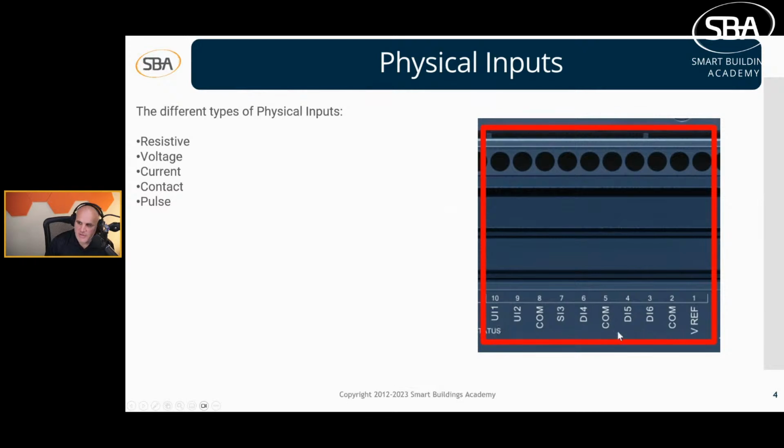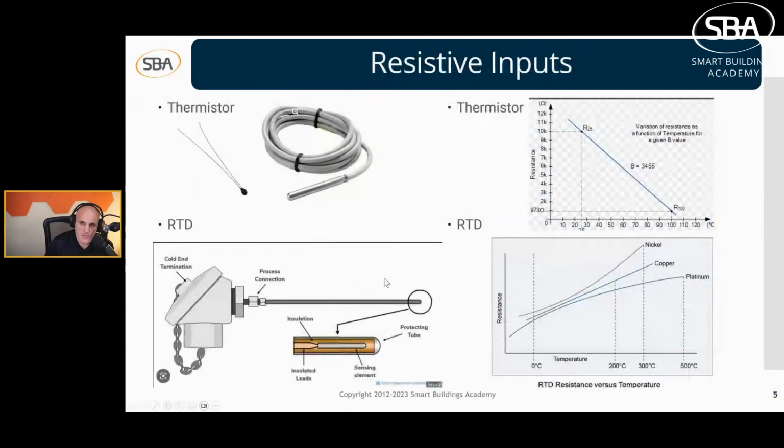We see right here the input portion of a Distech controller. We see resistive, voltage, current, contact, and pulse are the most common physical inputs. There are other physical inputs, but these are the most common ones we're going to run into. I'm going to give you a representation of these. So there are resistive inputs, of which there are really three types: thermistors, RTDs, and thermocouples. We're going to focus in on thermistors and resistive temperature diodes, or RTDs.